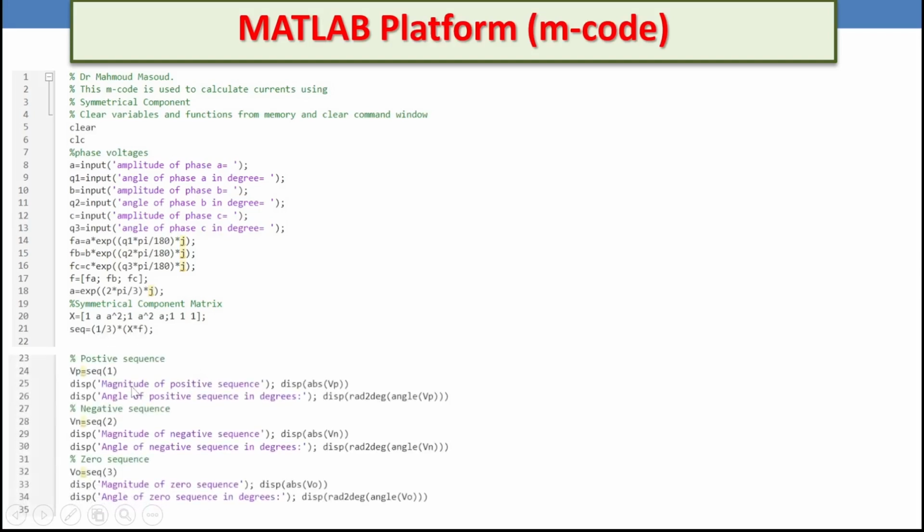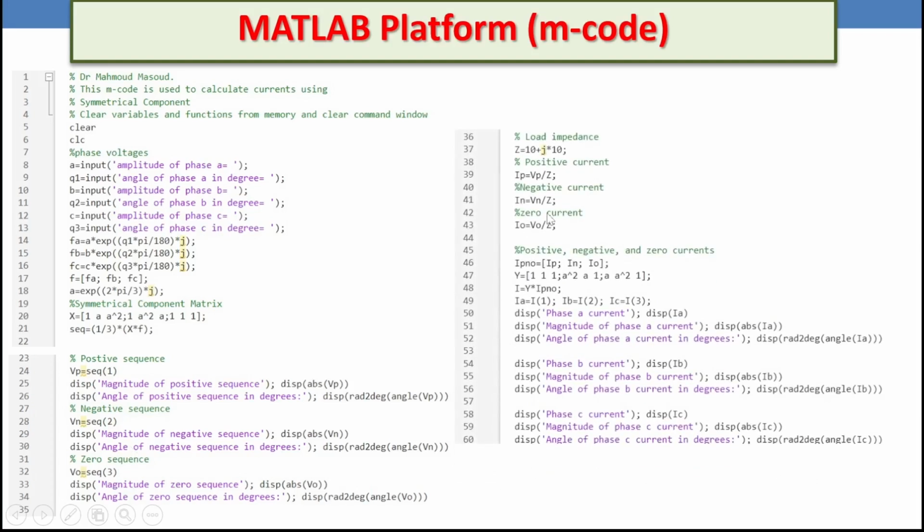Then we are going to find the positive sequence, VP, equals the sequence element number 1, and the negative sequence and zero sequence. After you have the positive, negative, and zero sequence, you are going to find the positive current, negative current, and zero current, because the impedance is constant, Z equals 10 plus j10. So we are going to use another matrix, which is the inverse of this matrix, the Y matrix here: 1, 1, 1, a squared, a, 1, a squared, 1. Then we are going to find the phase currents from the sequence currents, and we can display them.